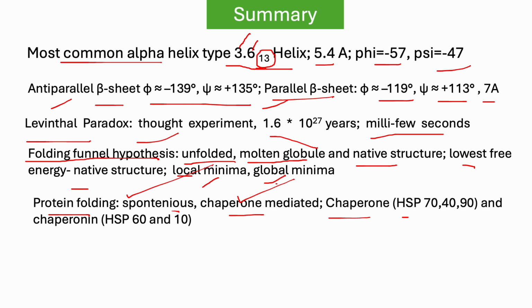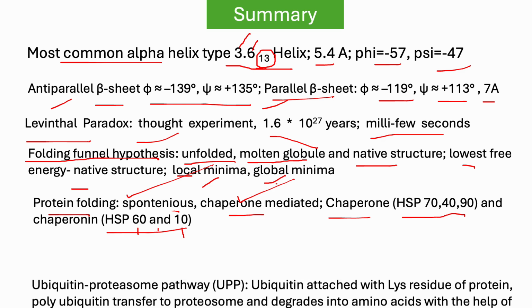The chaperones are HSP 70, 40 and 90. These 3 work together to fold protein correctly. And also chaperonins, which are HSP 60 and 10. HSP 60 is a barrel-like structure, and HSP 10 is a lid-like structure. Both HSP 60 and 10 act as the chaperonin. Here the chaperone helps to fold newly synthesized protein, that is the fresh protein, and the chaperonin helps to fold partially folded or misfolded or sometimes older protein.